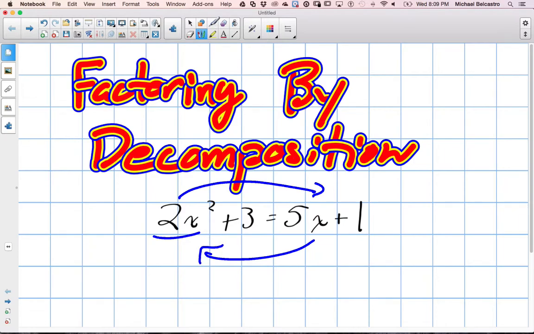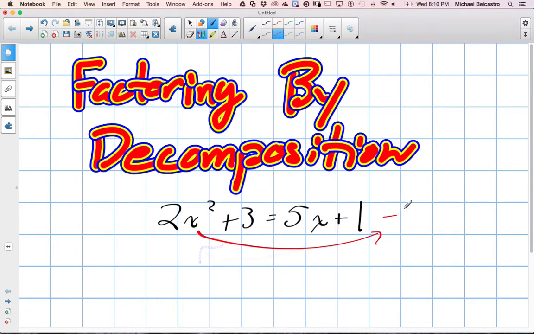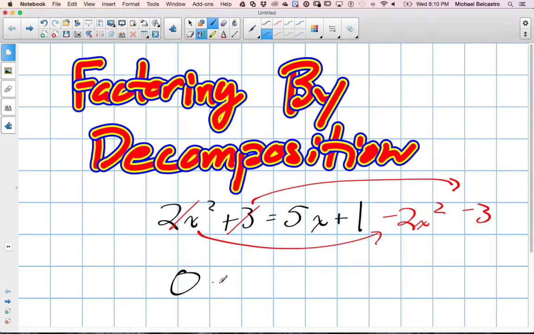Okay. So when we do that, when you move 2x squared to the other side, it's going to become negative 2x squared. And when you move positive 3 to the other side, it's going to become negative 3. So when you do that, these will now be gone, so there's nothing left on this side. You're left with 0, and 0 represents nothing, is equal to 5x plus 1 minus 2x squared minus 3.